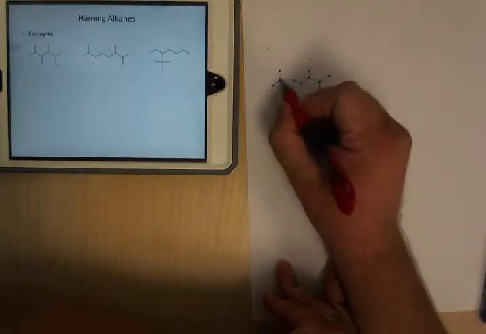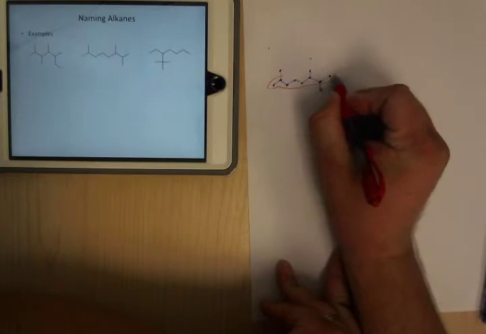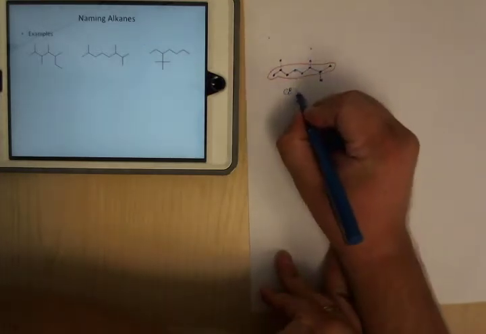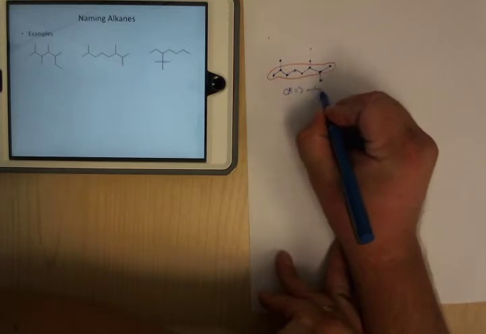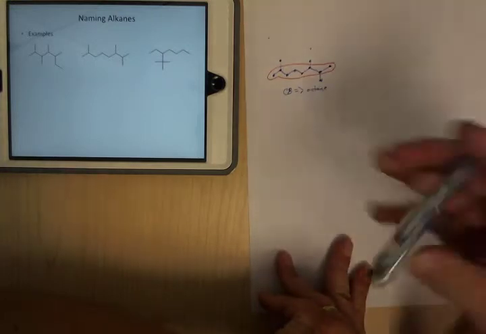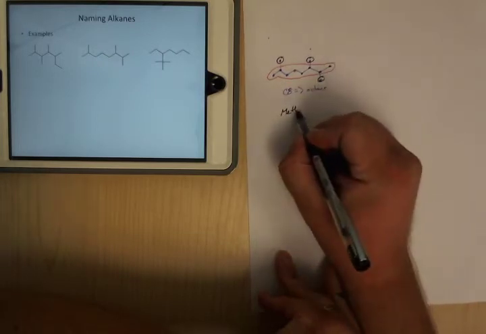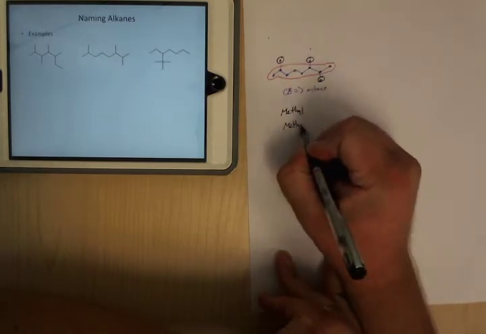Just out of habit, I'll do the horizontal. So it's C8, so it'll be octane. That's our main chain. Here we have 3 methyl groups: methyl, methyl, methyl.